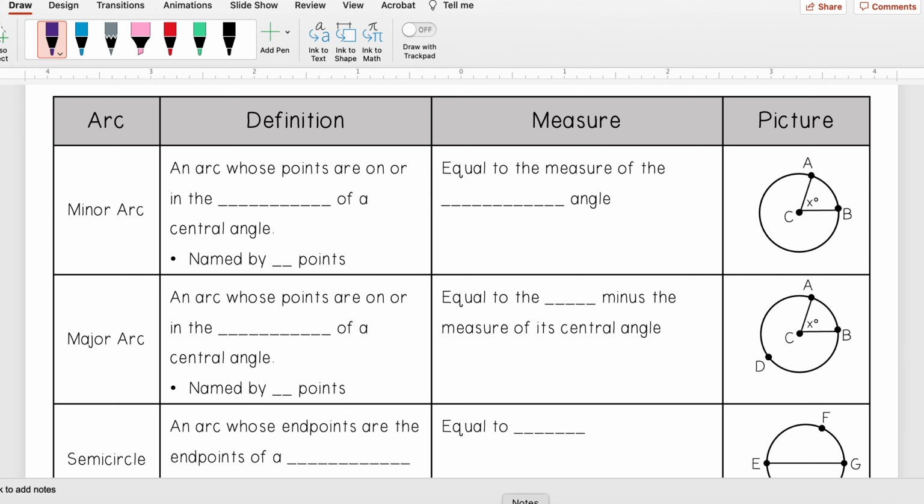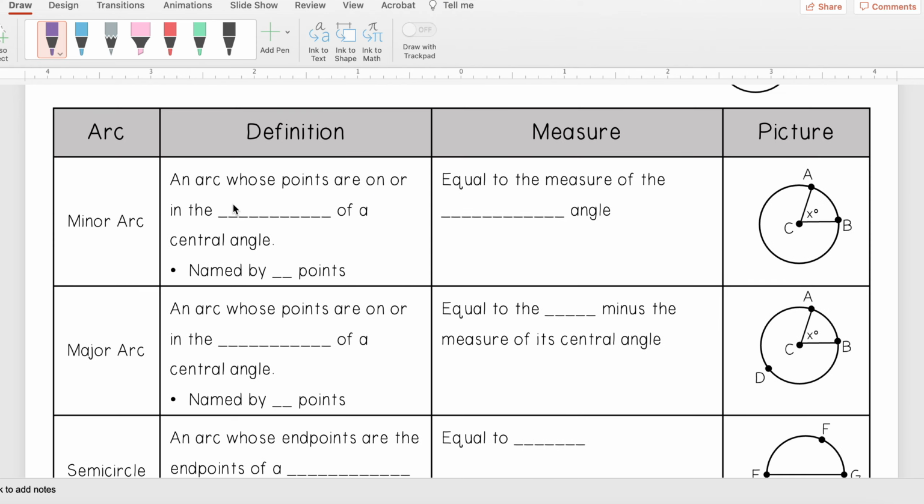in the interior of a central angle. And when we're naming a minor arc, it is named by 2 points. And so we can actually find the measures of these minor arcs, and what we find is that the measure of a minor arc is equal to the measure of the central angle.